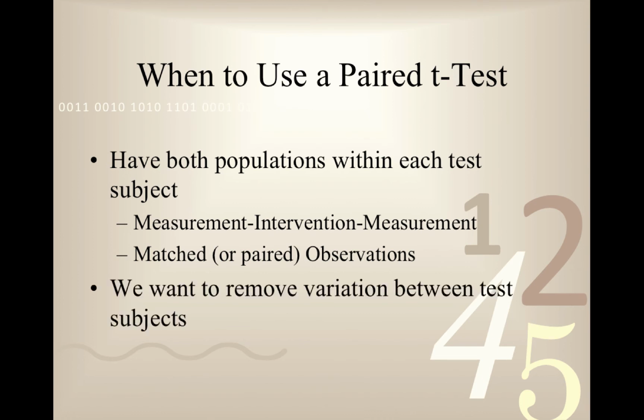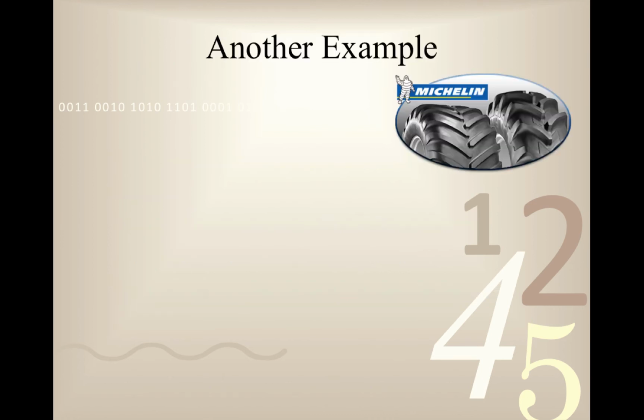All right, and we want to use a paired T when we want to remove the variation between test subjects. So again, we're not interested in how people differ, or at least with the shoes, we were only interested in how the brands differ. All right, let's consider an example. And this one we're not going to do in Minitab. We're just going to think through it and think through why this should be a paired T.